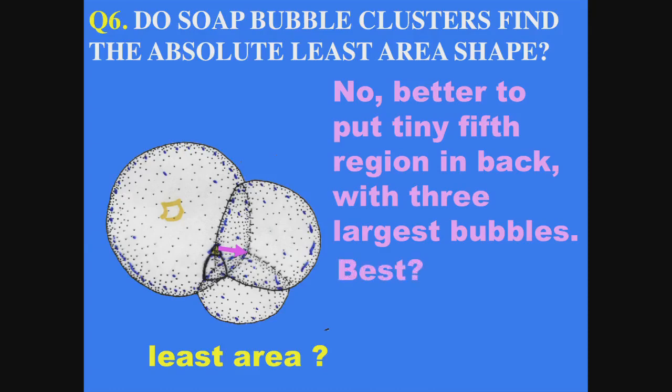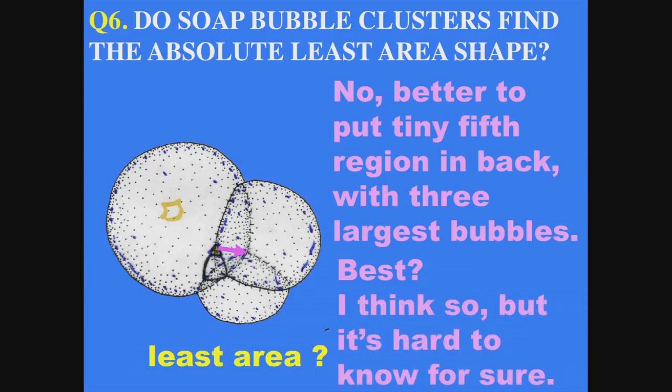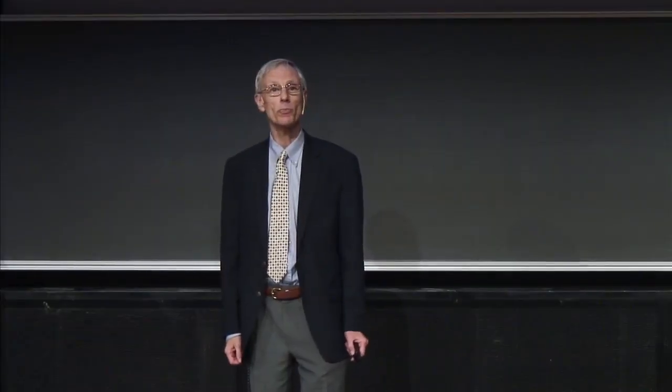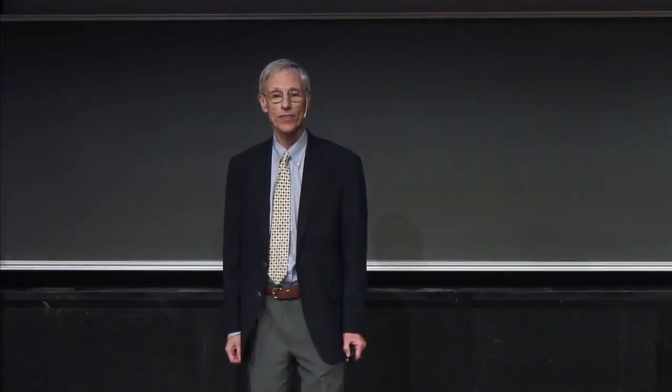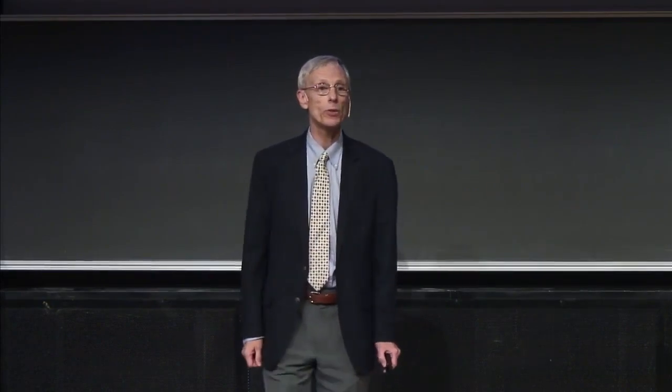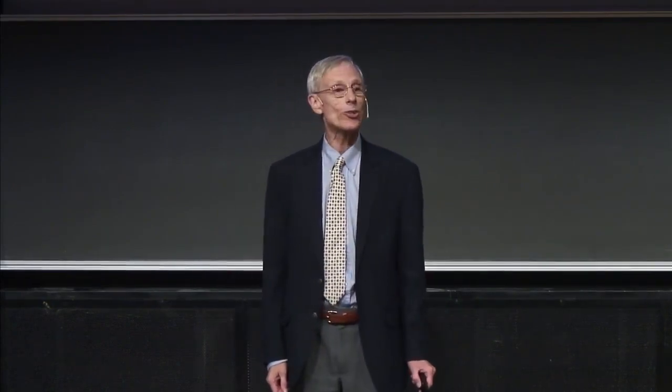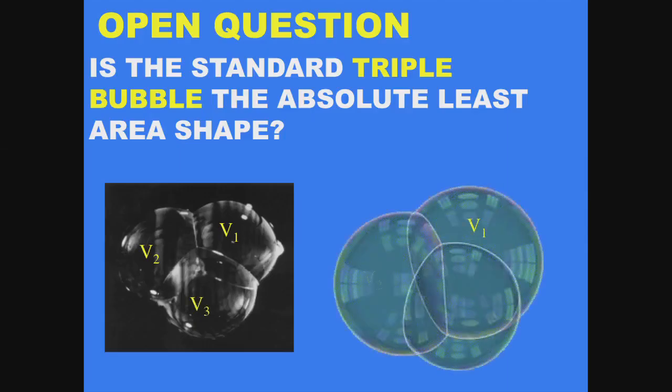And then is that the best? Well, I think so. But it's hard to know for sure. How do you prove something like that? We don't really, in general, have methods for proving things like that. In fact, for a long time, my favorite open question was whether the standard triple bubble that you always get when you blow a bubble, and 3 bubbles come together, you always get this triple bubble shape.